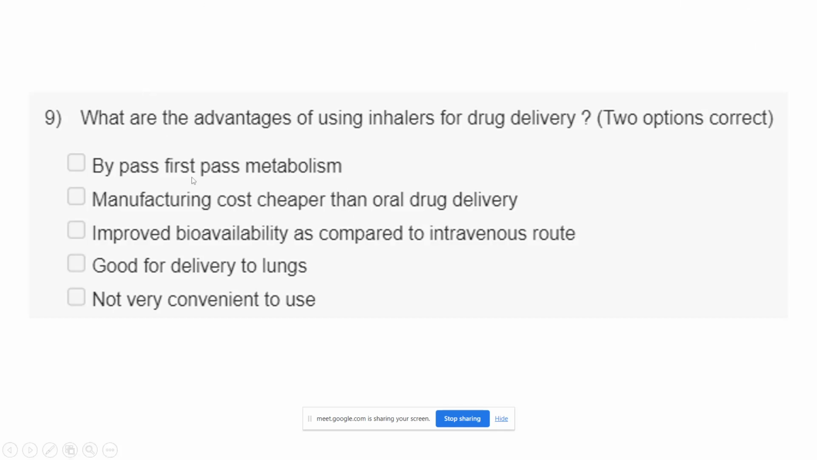Okay, so here the correct answer is first and fourth options. It bypasses first pass metabolism and it is good for delivery to lungs. The third option, that is improved bioavailability as compared to intravenous route, is wrong, because intravenous route has the maximum bioavailability. The inhalation route will have less bioavailability as compared to IV route, and it is not very convenient to use, and manufacturing cost cheaper than oral drug delivery might not be true also. So the correct options are bypass first pass metabolism and good for delivery to lungs.